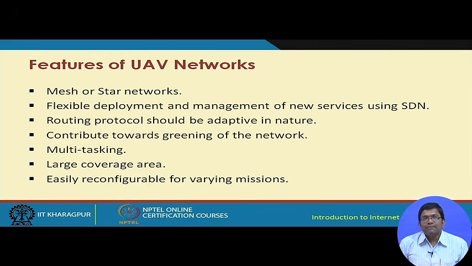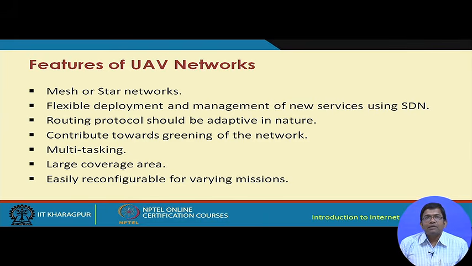So, there are two types of popular topologies that are used to model UAV networks. One is known as the star topology. I will show you the meaning of star topology, and then we can have a mesh topology, which is attractive in the sense that a mesh kind of topology for any network ensures reliability and fault tolerance. So, mesh networks are very attractive, but at the same time star topology is more common and easily deployable.